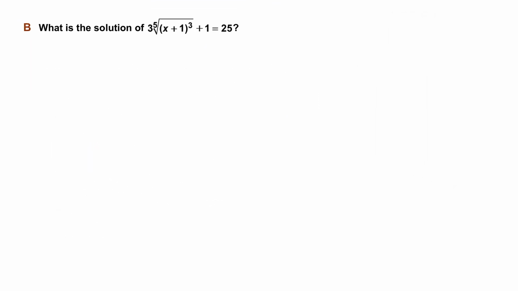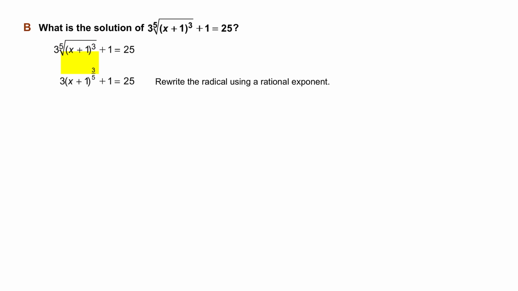Part B. What is the solution of 3 times the 5th root of x plus 1 to the 3rd power plus 1 equals 25? After rewriting the equation, we'll rewrite the radical using a rational exponent. So rather than the 5th root of x plus 1 to the 3rd power, we'll have x plus 1 to the 3/5 power.